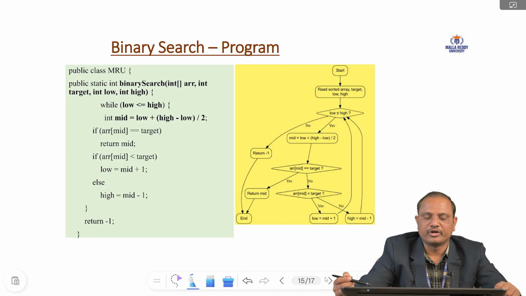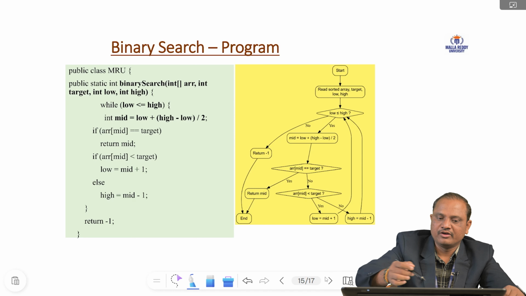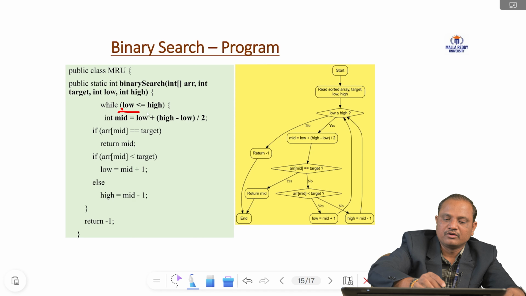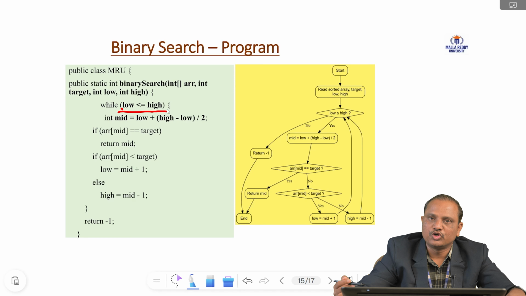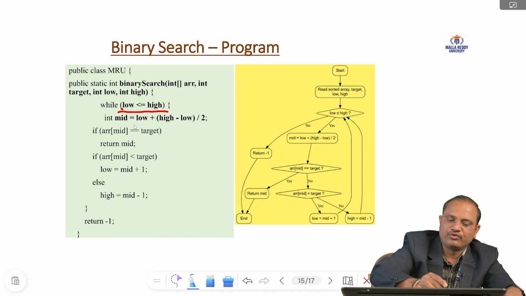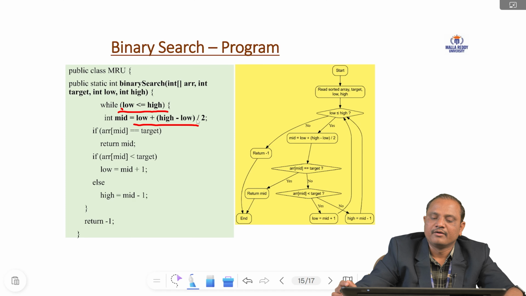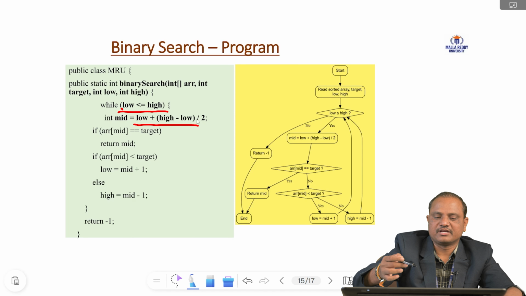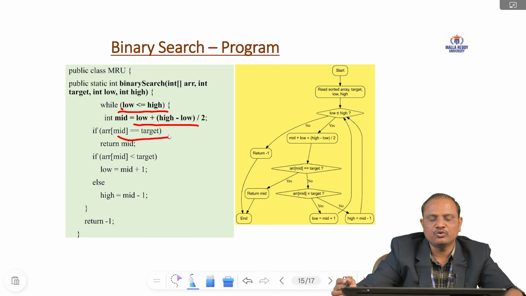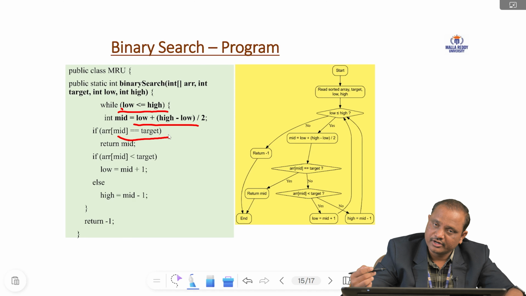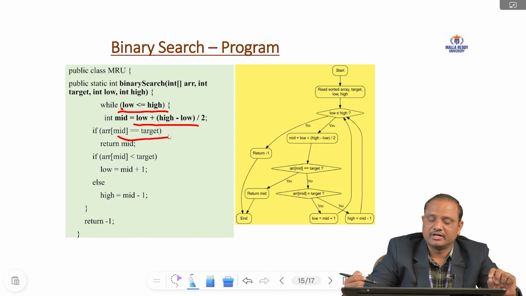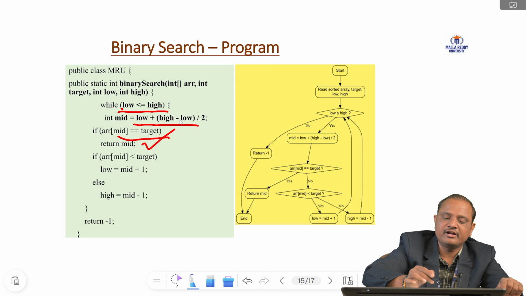Now this is the program for searching. So this is the technique what I have explained here. First we have to check whether low is less than or equal to high. If the condition is true, then we have to go for mid equal to low plus high by 2, or low plus high minus low by 2. If area of mid is equal to target, then the condition is true, and simply return mid.